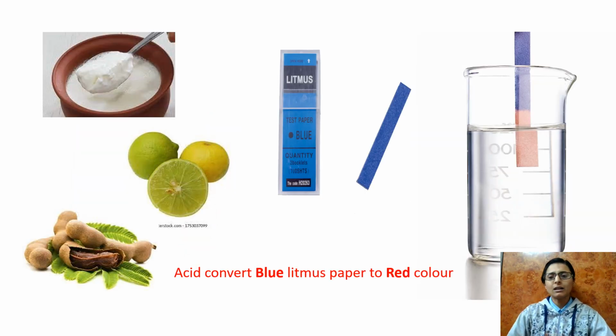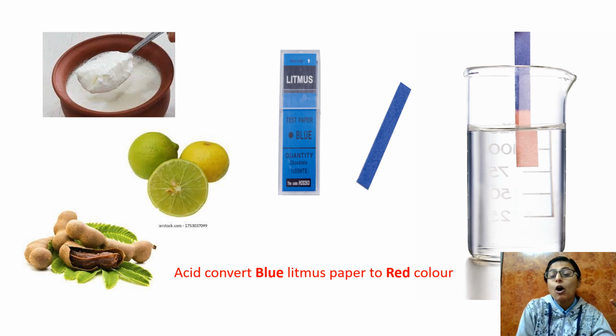Firstly, take a glass like here and squeeze lemon juice in it. After that, take a blue litmus paper and dip it in. What do you find? You find this blue litmus paper changes its color into red. This shows that lemon juice is acidic in nature. And I also told you that lemon juice has a sour taste. That's why lemon juice is acidic.